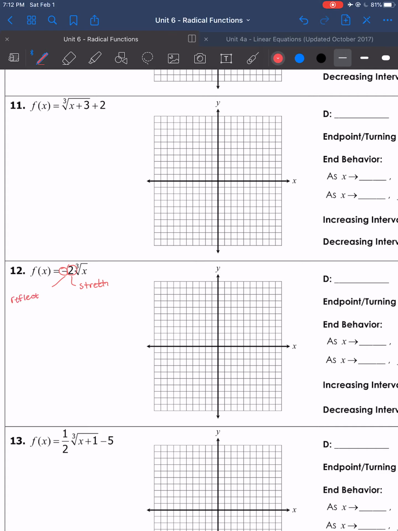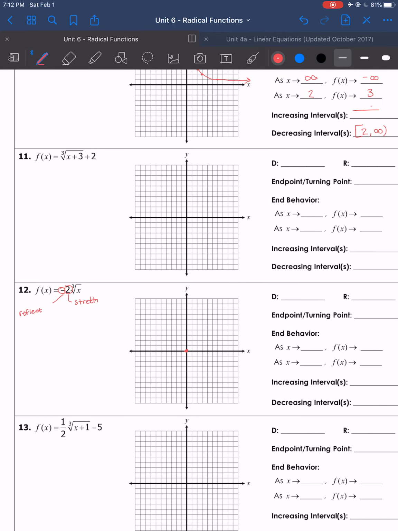So, I'm still going to start at my point 0, 0 because I don't move it left or right. And so my turning point is still going to be 0, 0. And my domain and range aren't going to change. They're both going to be all real numbers. From your parent function, they don't change.